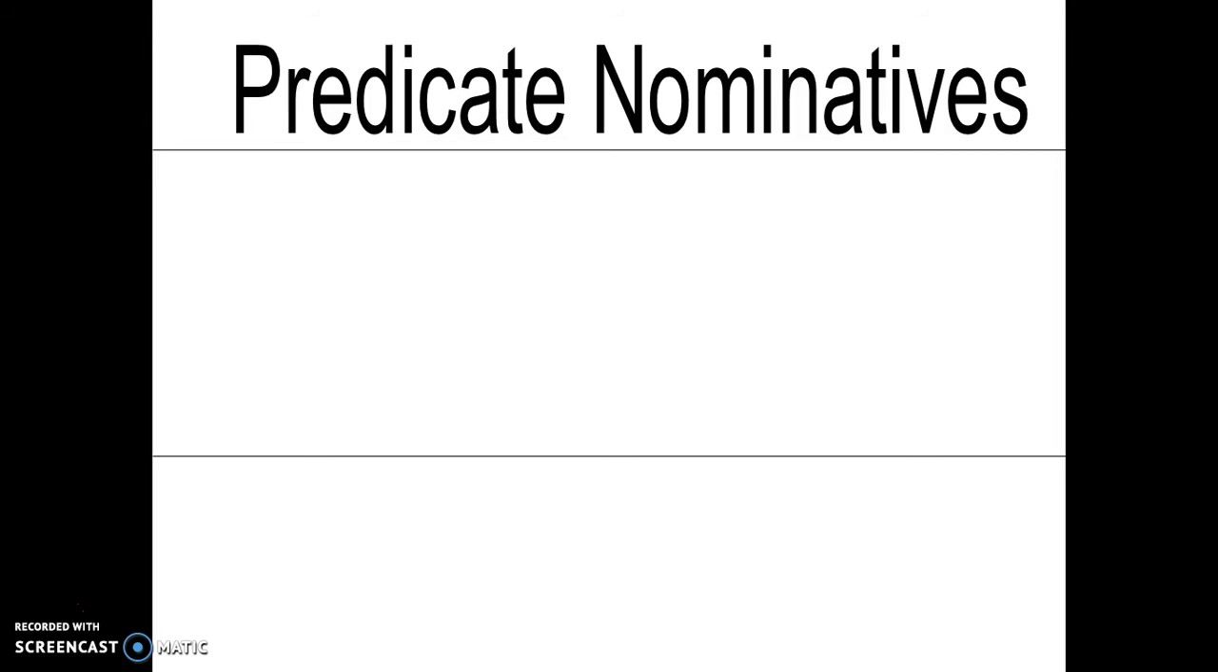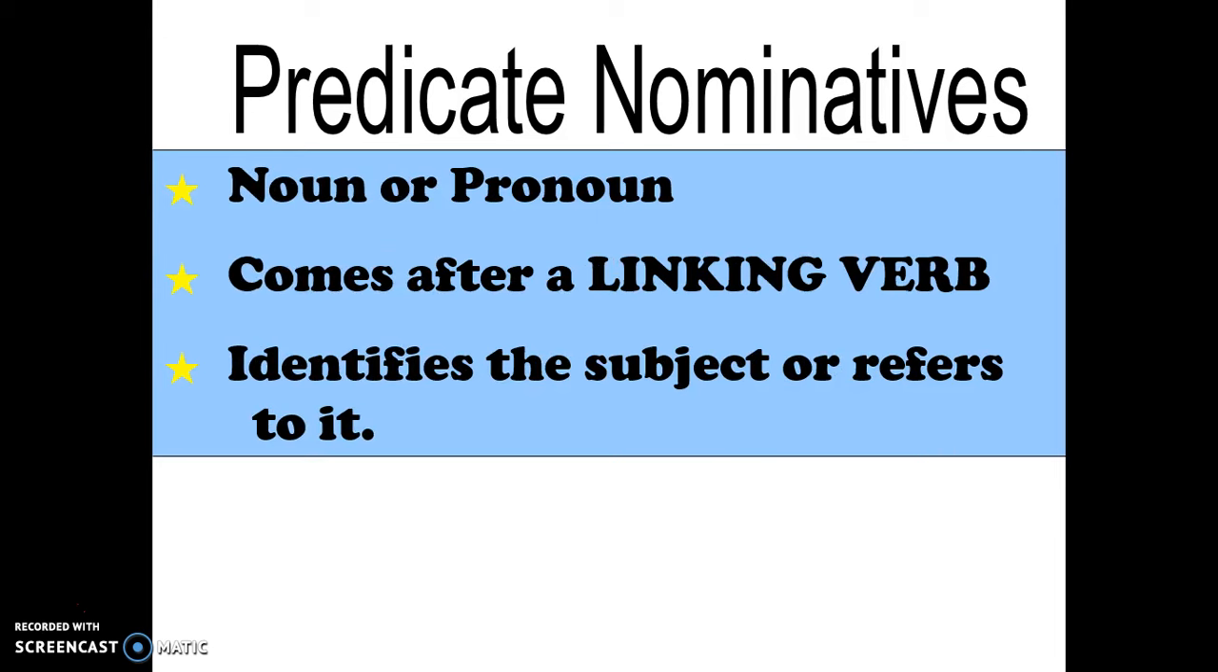Okay. So open your predicate noun flap. On the top of the flap, I want you to write it is a noun or a pronoun. It comes after a linking verb, and it identifies the subject or refers to it. It renames the subject. Those 3 bullet points should be on the top half of your flap. On the bottom half, you're going to start writing examples.